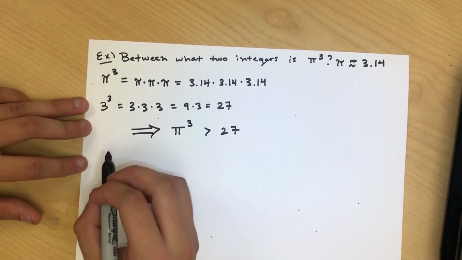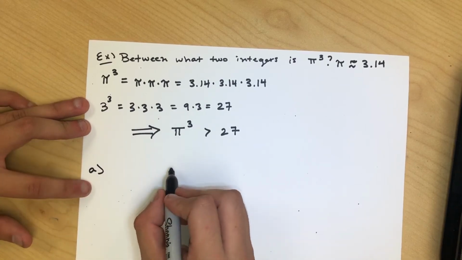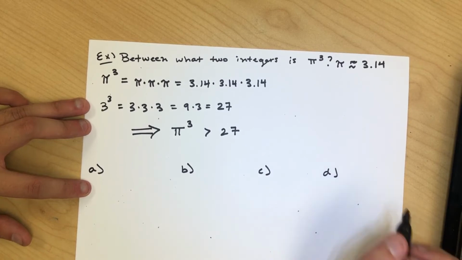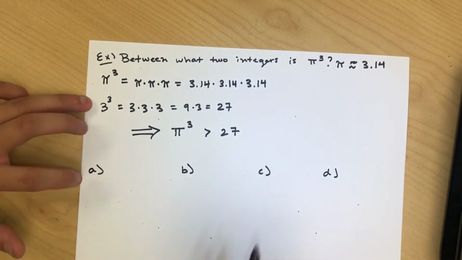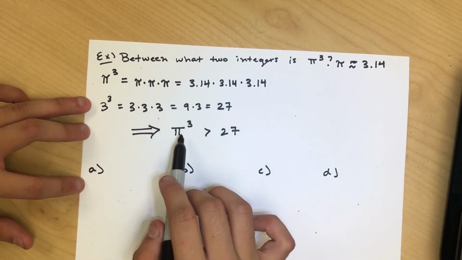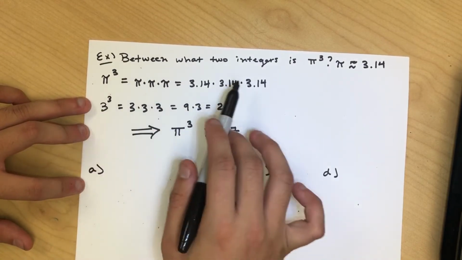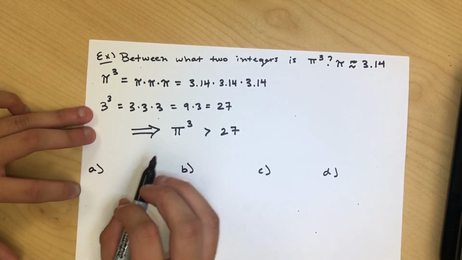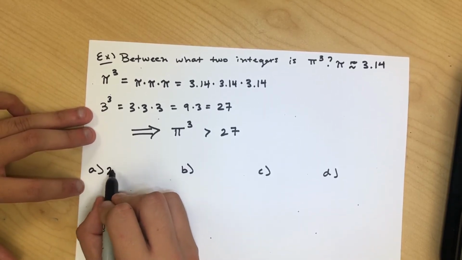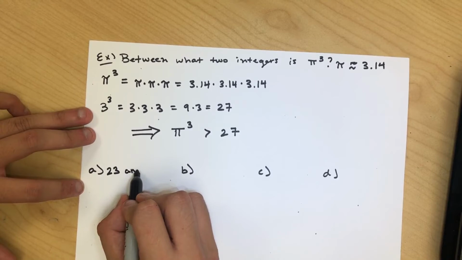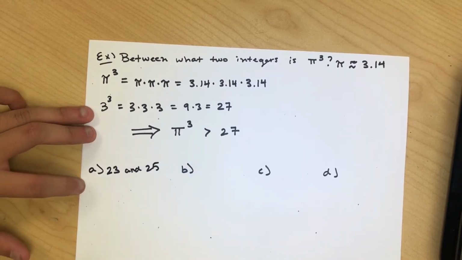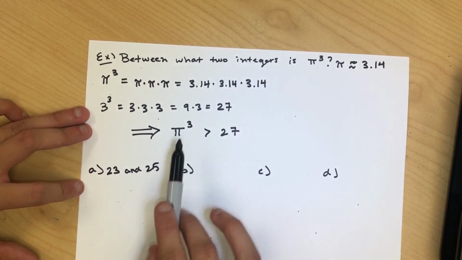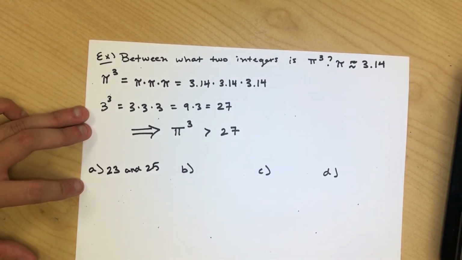Okay, and maybe we can look at the multiple choice options we're given. Let's say we're given A, B, C, and D. And maybe we'll use a process of elimination. Okay, so since we now know that pi cubed is bigger than 27, we can say that maybe this first option they give us is in between 23 and 25. Well, no, we know that's wrong. We know pi cubed is not in between 23 and 25 because pi cubed has to be bigger than 27.